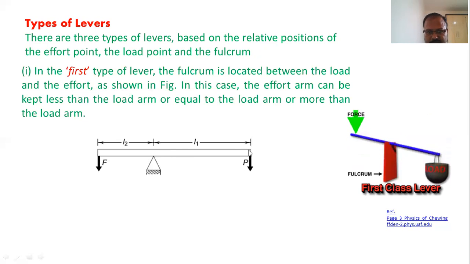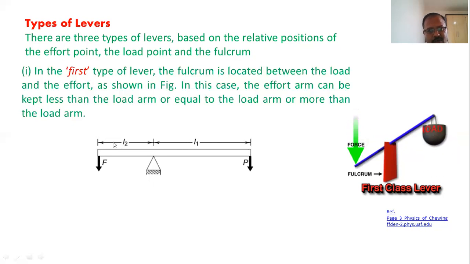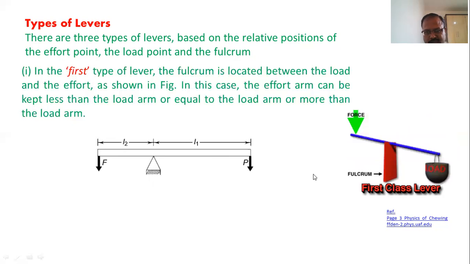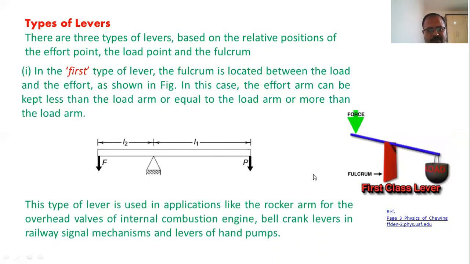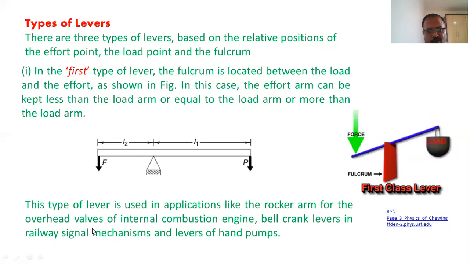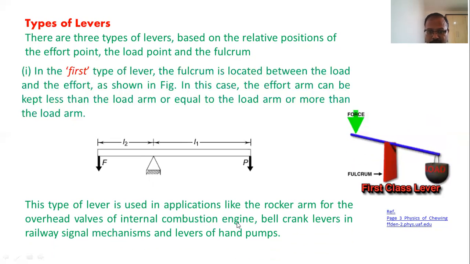This is the effort arm L1. This is the load arm L2. The effort arm is generally greater than the load arm, or in some cases it may be equal to the load arm also. Such types of levers are found in the rocker arm for the overhead valves of internal combustion engines, when we are operating the inlet and exhaust valves. For operating those valves, such types of levers are used.